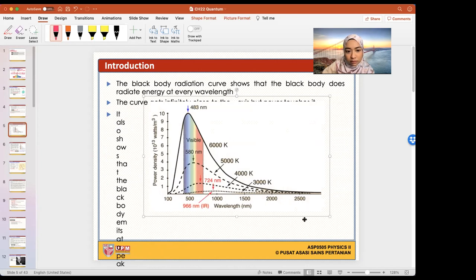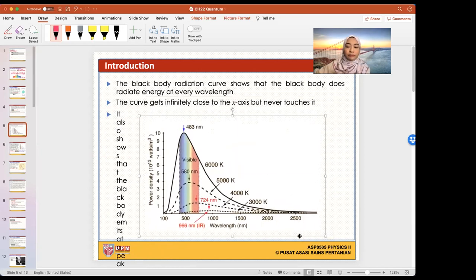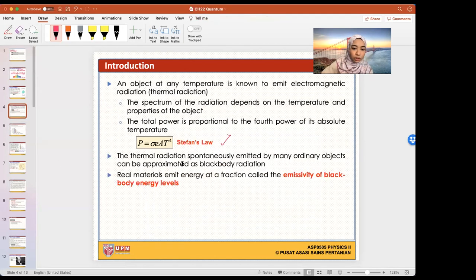Okay, so they tested. They wanted to see. Talking about the Stefan's equation earlier, we already learned about the Stefan equation, which was the power emitted by an object. I don't know if you guys remember. This is like a background story, just bear with me. The power emitted by an object when it has a certain temperature and a certain area, and E is the emissivity.